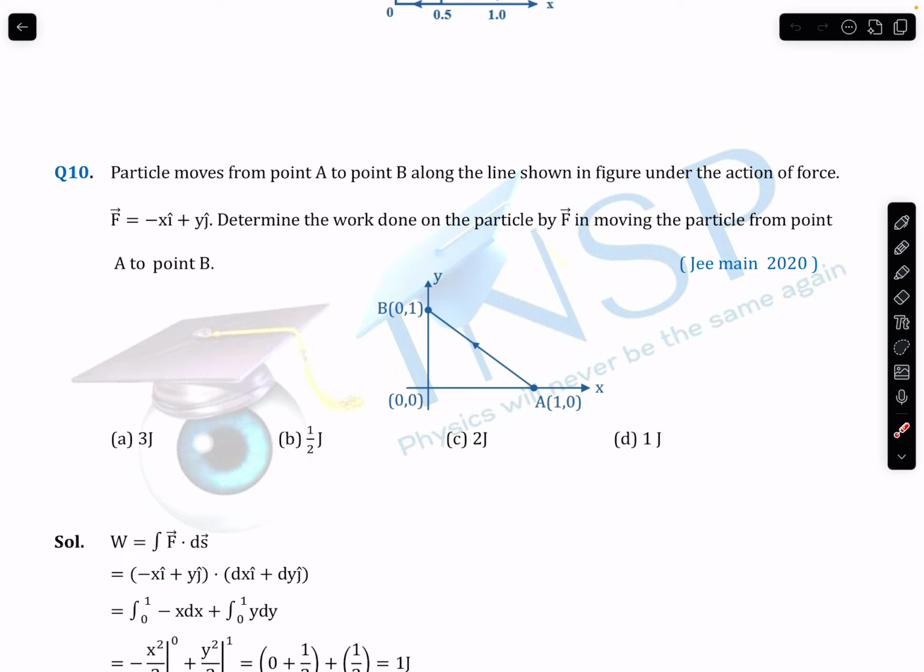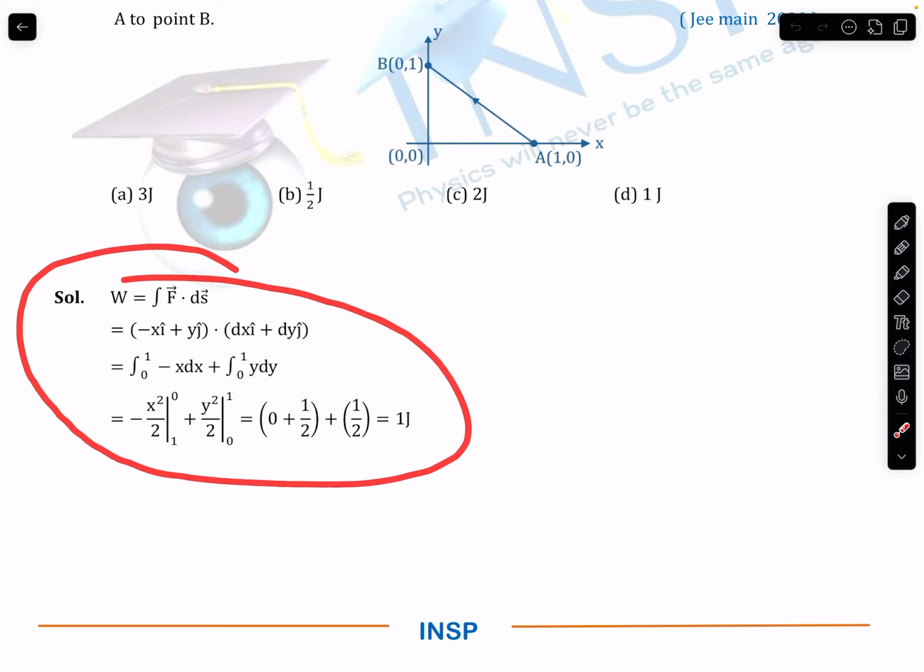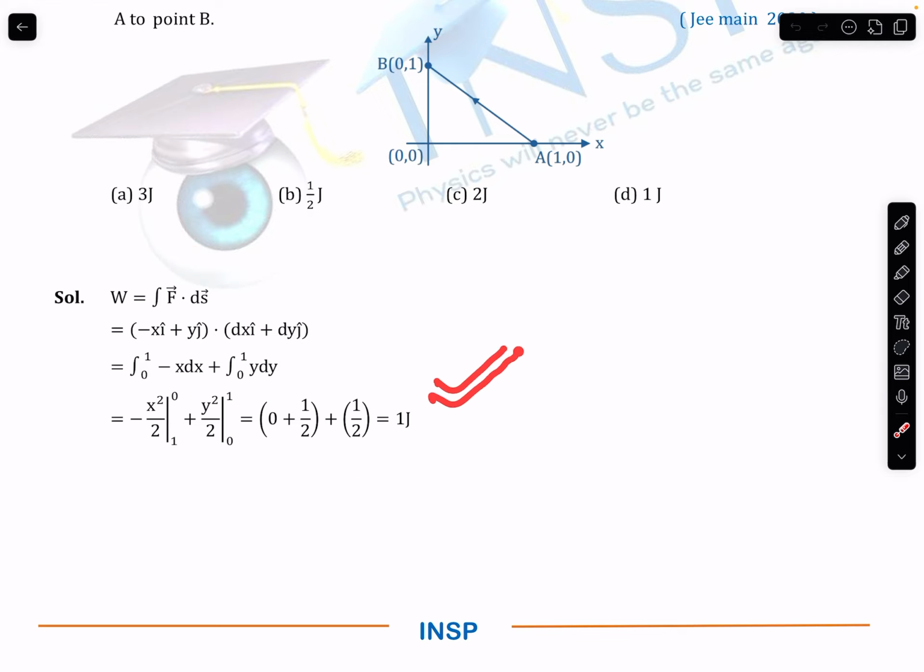It's still solvable. So directly, x dx minus x dx plus y dy, and we are going from (1, 0) to (0, 1). You can substitute the limits and you can get the answer for this.